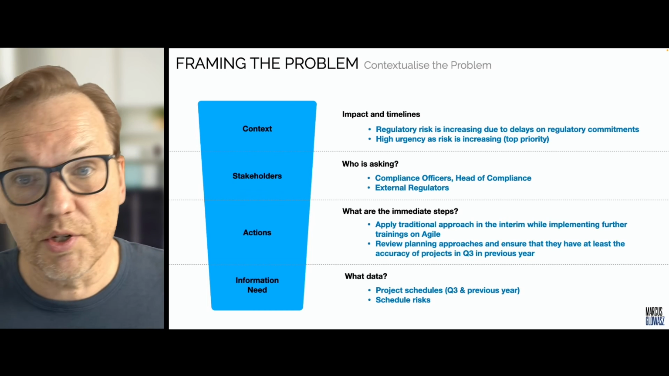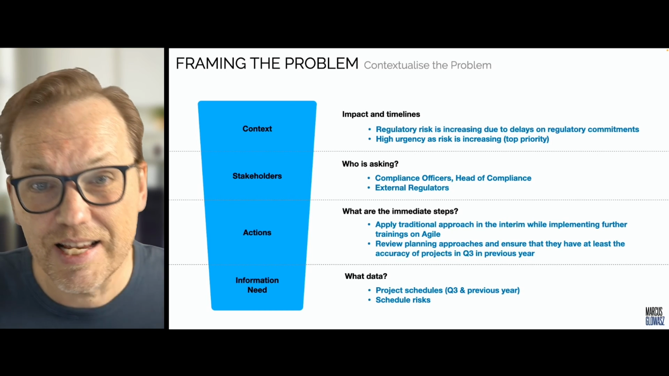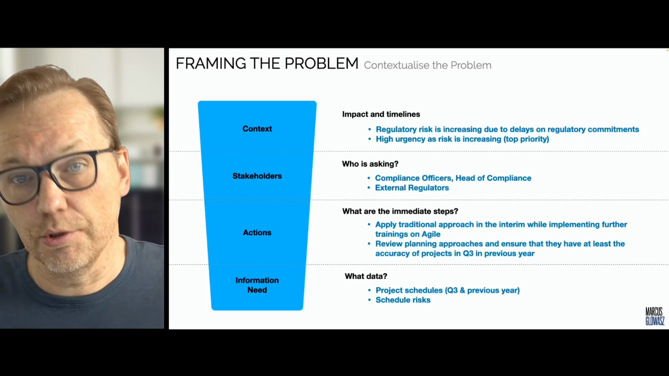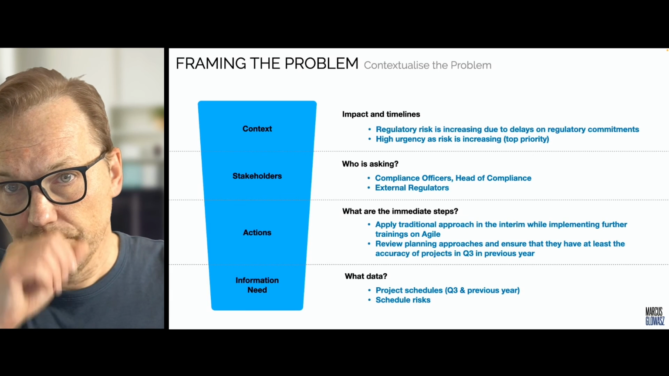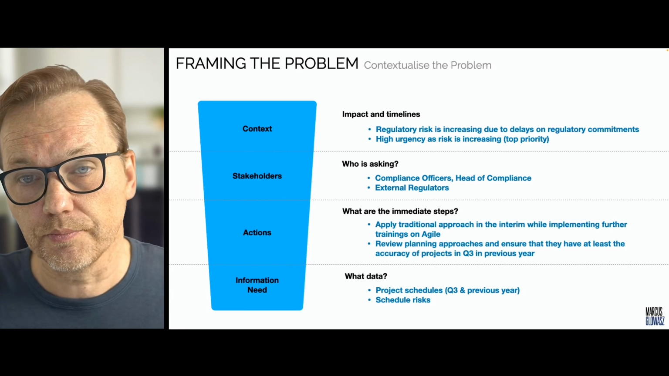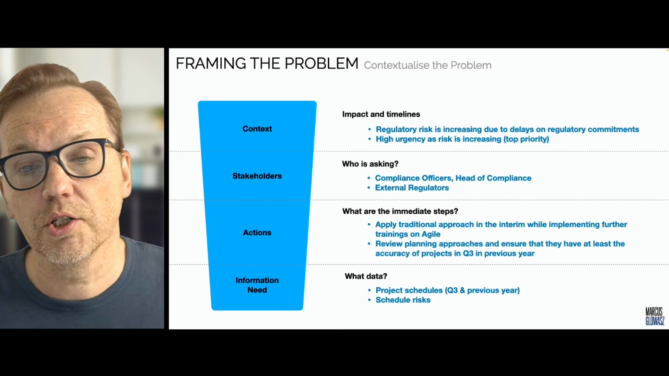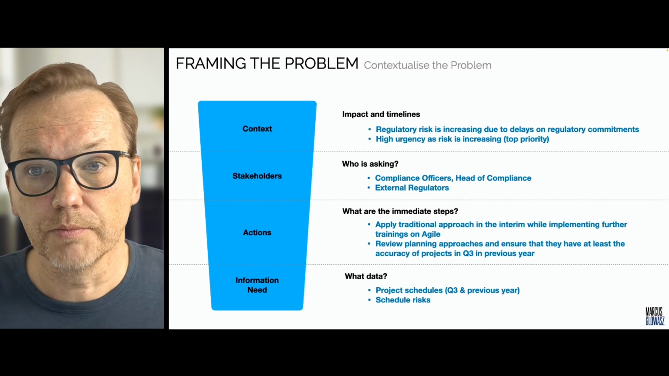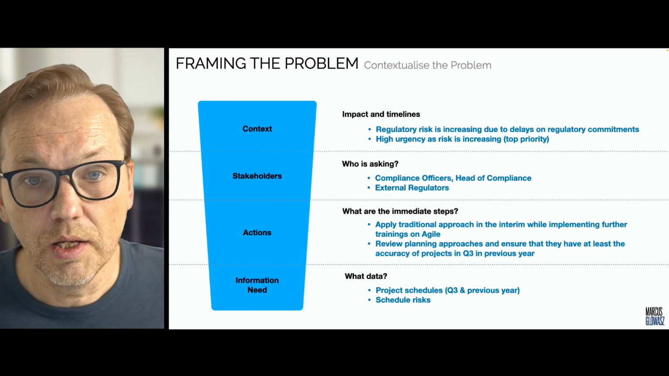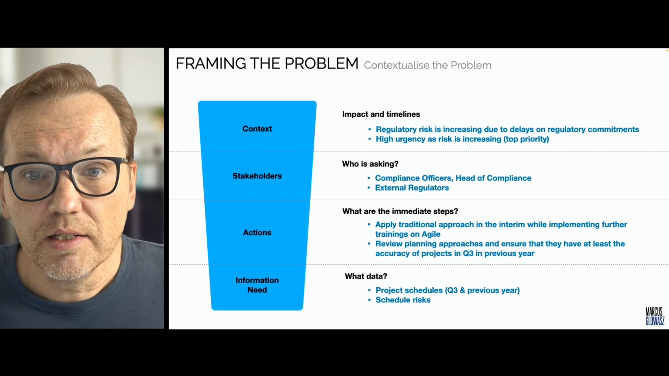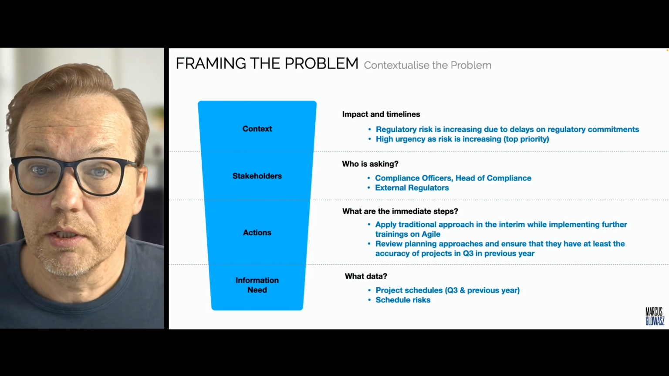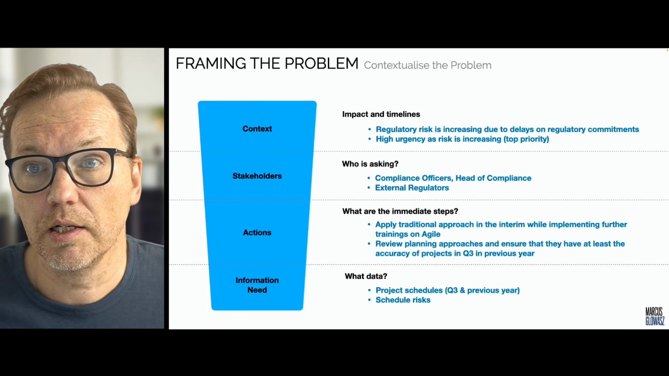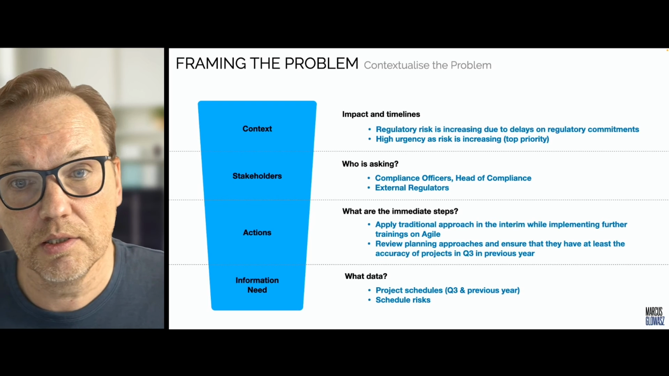And we have to review the planning approach and ensure that they have at least that accuracy and planning safety as in Q3 and the previous year, because there it was acceptable, while right now the accuracy actually decreased. And ultimately what that means, in terms of information, is that we should look at project schedules because the time factor is obviously critical here and triggers then these quality issues, these constraints.